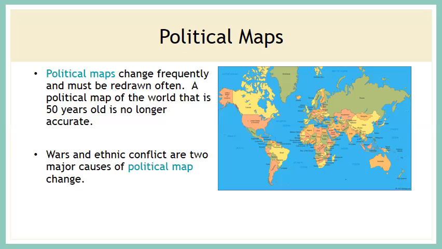Something you may not realize is political maps change frequently and must be redrawn often. A political map of the world that is 50 years old is no longer accurate. Wars and ethnic conflicts are two major causes of political map changes. If there's a war between two countries and one country takes over another, they change the borders and change its name. So the political map would have to be rewritten.